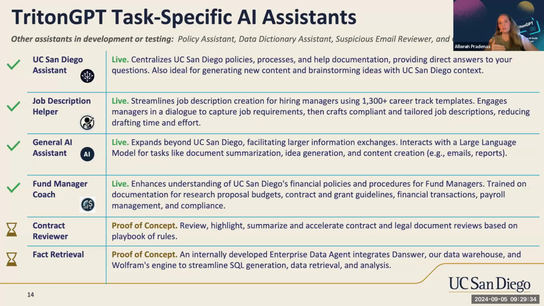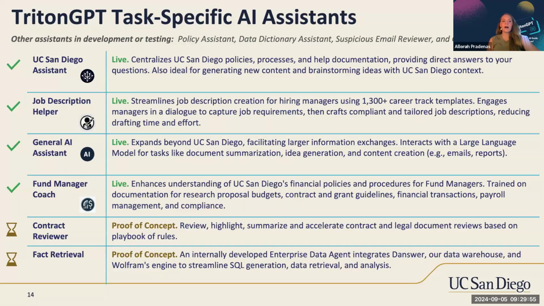So you can help generate new content and brainstorm certain ideas, but it's using UC San Diego specific content. And what's really nice in TritonGPT is that we have references. So you can go to the source of that information. So anybody who types something in, looking for something specific, can also go and verify that information after they get a response.